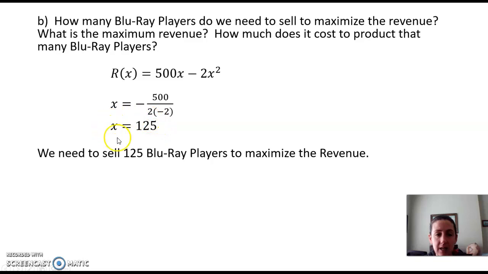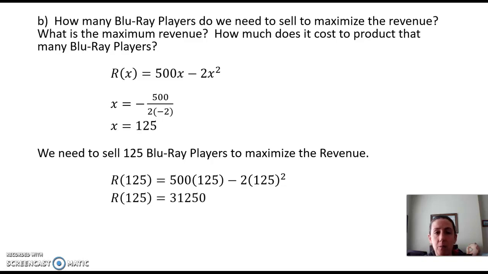What is the maximum revenue? Well, we can take this quantity, plug it into the revenue, and that will tell us how much money we will make from selling 125 Blu-ray players. So that's $31,250. Now, how much does it cost to make that many Blu-ray players?